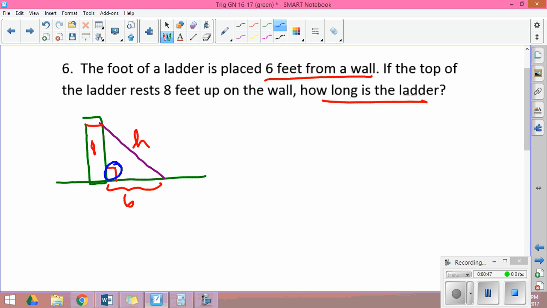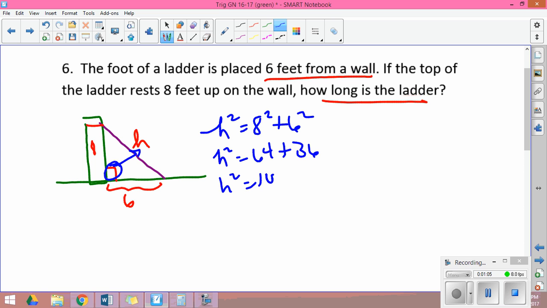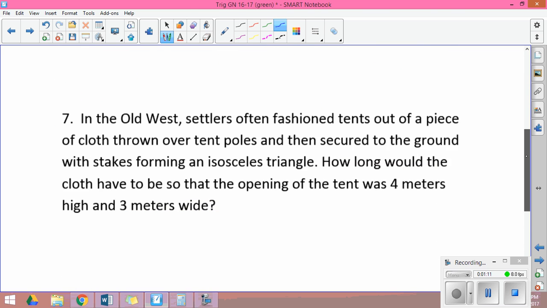And that is opposite our right angle, our hypotenuse, and so we're left with h squared is equal to 8 squared plus 6 squared. So when we do that, h squared is equal to 64 plus 36. h squared is 100, so h is 10 feet. The picture really makes it pretty clear.